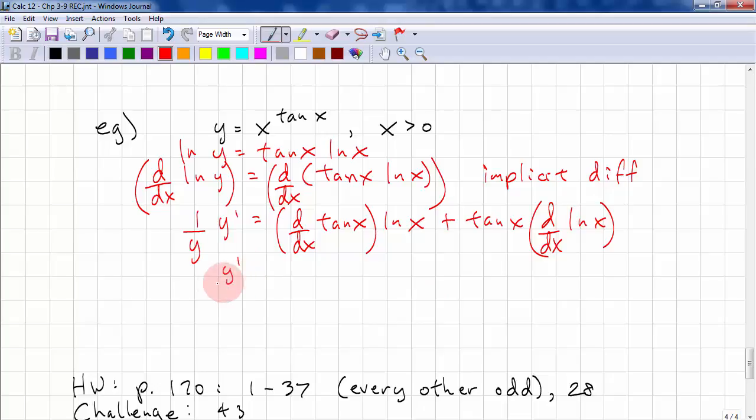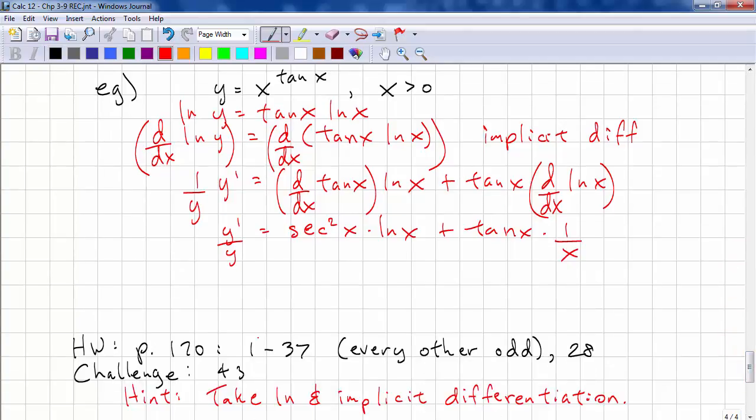Okay, so now we have y prime over y. We'll just simplify that a bit. Derivative of tangent is secant squared times ln x, tan x, and the derivative of ln x is 1 over x. Okay, now we need to multiply y by the right-hand side. And I'll just put this in brackets and divide it by x, just so I have more space.